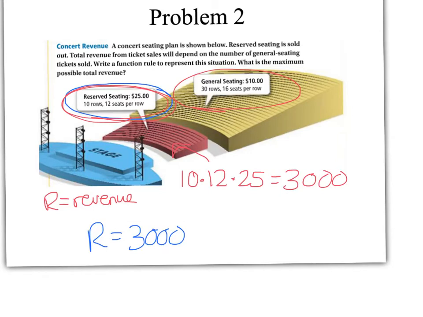Okay, now we have general seating, which is $10 per seat. So we're going to take the 3,000 plus $10, and we need some kind of other variable. Maybe, well, we can't use R.